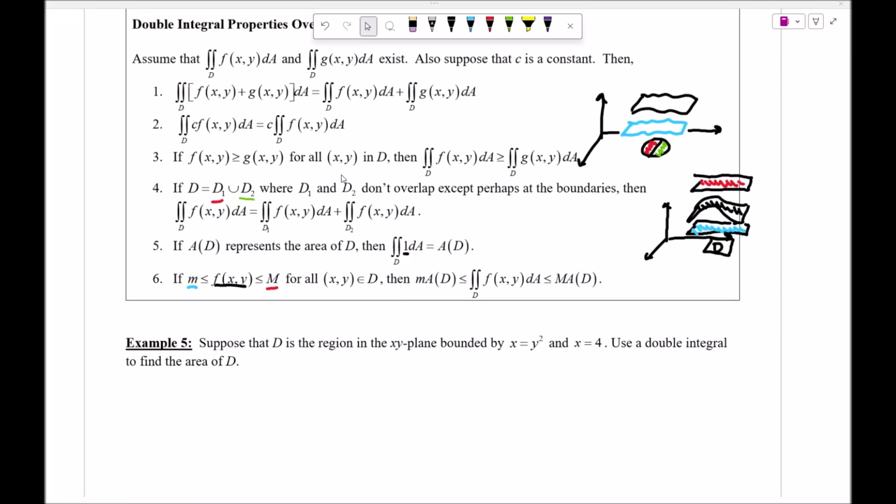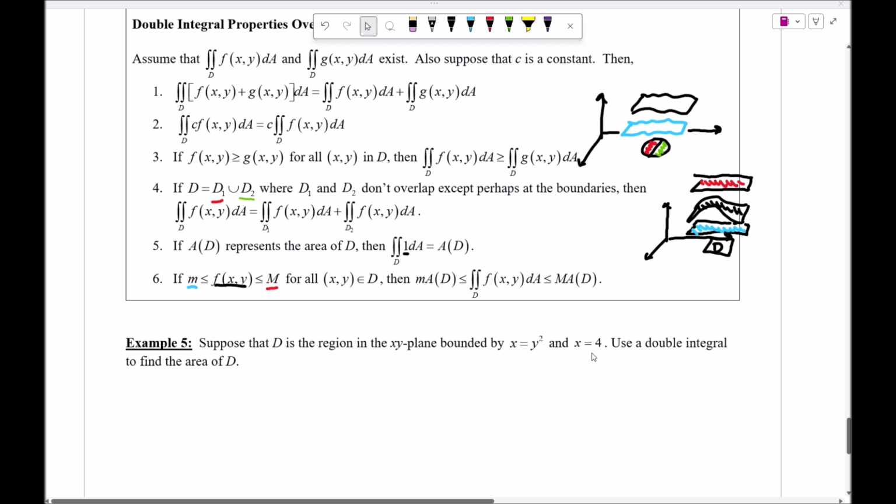In the last video, we talked about this giant box of properties of double integrals, or properties of volumes as we thought about them. And in this video, we're going to take a look at example number 5. We're going to see which, if any, of these properties might be useful in helping to answer a question like example 5. So example 5 says, suppose that the region D is a region in the xy plane, and it's bounded by the curve x equals y squared and x equals 4. Can I use a double integral to determine the area of D?